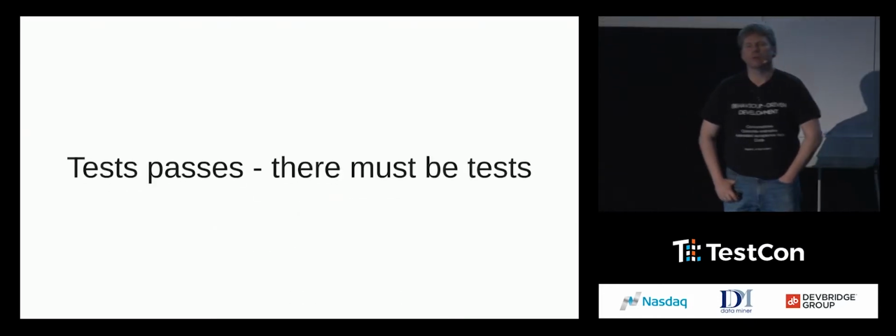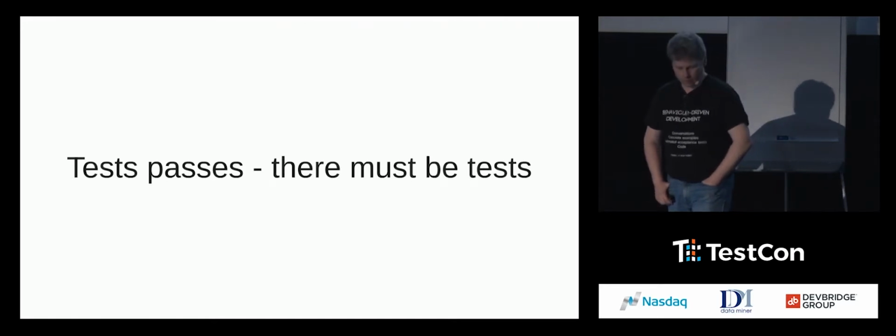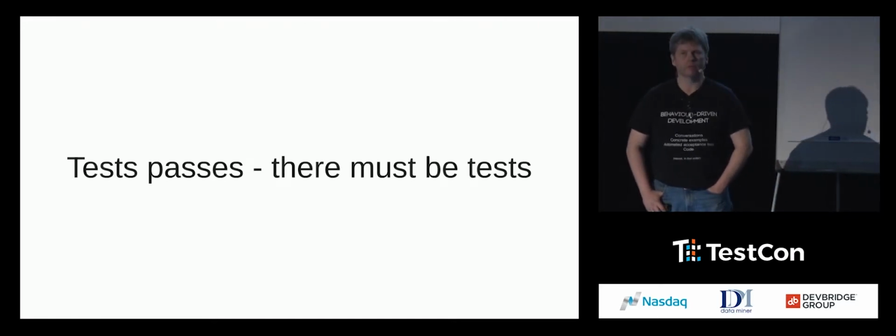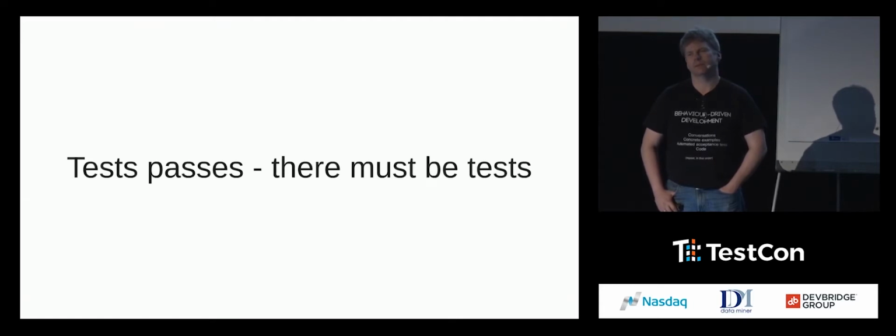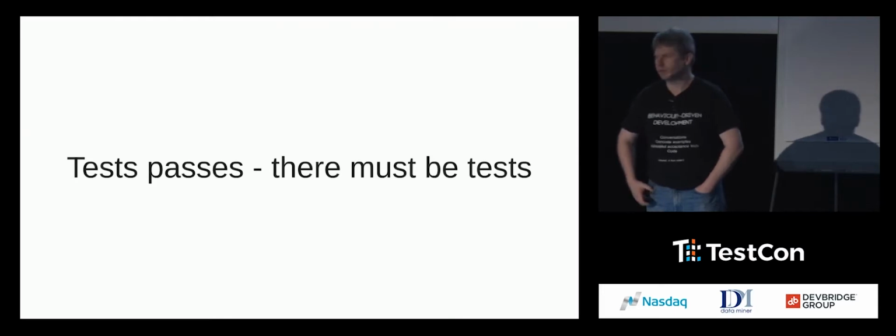So what do these 4 rules say then? Well, test passes. The implication of this is there has to be tests. And I'm pretty sure that when Kent wrote this, he was thinking about unit tests. And it's still uncommon that people use unit tests. The sound is strange. Yeah, someone's fixing it. So there must be tests.